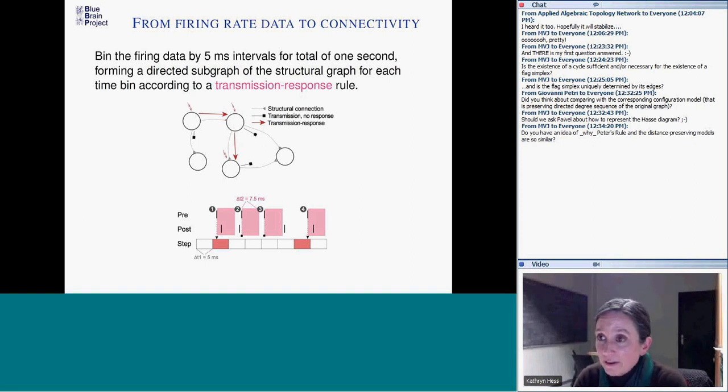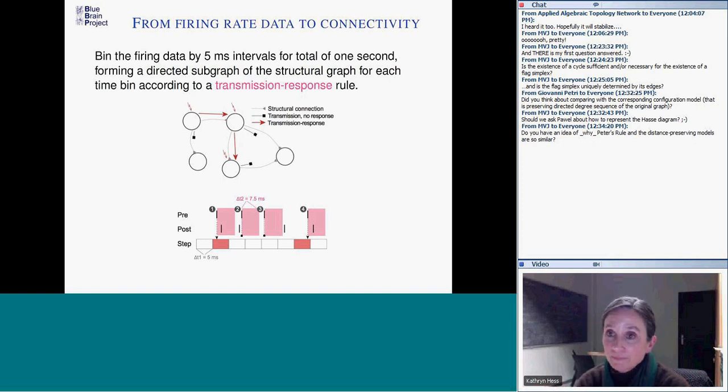So what we did was to bin the firing data by 5 millisecond intervals. Basically, the 5 millisecond interval was chosen so that you wouldn't have any neuron firing more than once within any time bin. And then we need to figure out which nodes are being connected. And so we had what we call a transmission response rule, saying what we want to think of in each time bin a certain subgraph, of the original directed structural graph.